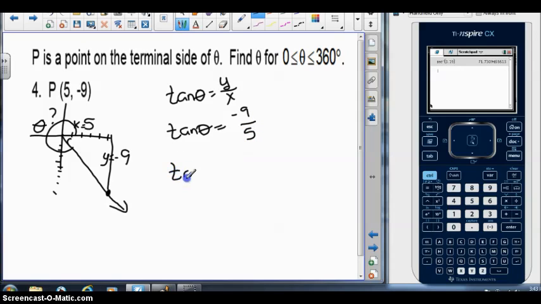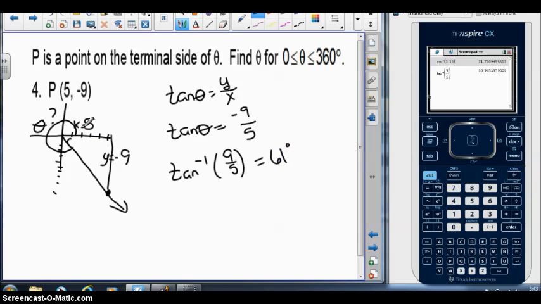So the inverse would be of 9/5. Now this is where our calculator comes in handy. We do trig, tangent inverse, 9 divided by 5. And we get 60.9, so that's going to be 61 degrees.